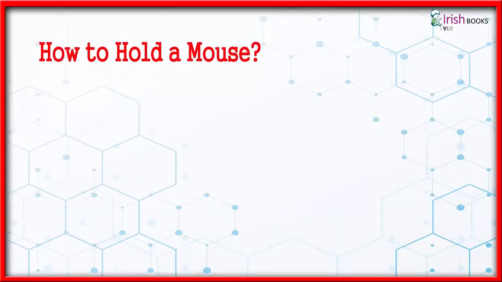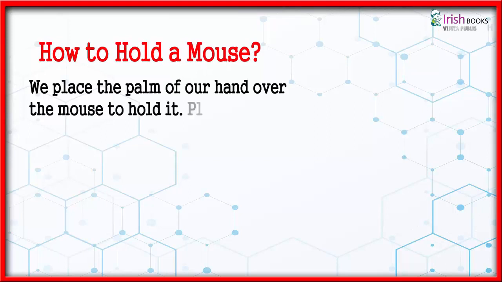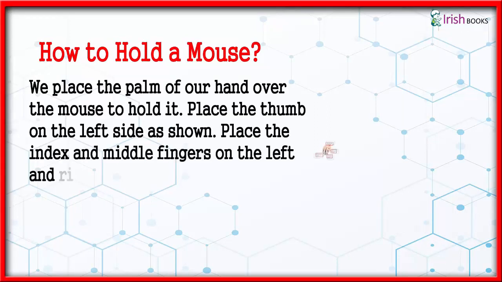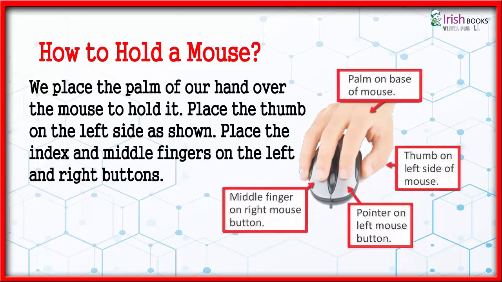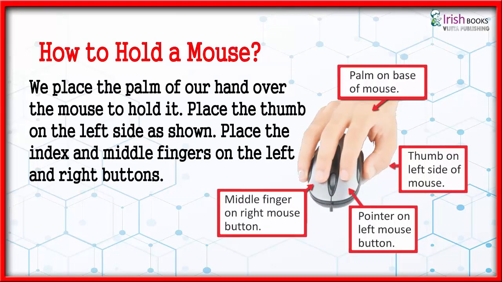How to hold a mouse. We place the palm of our hand over the mouse to hold it. Place the thumb on the left side as shown. Place the index and middle fingers on the left and right buttons.